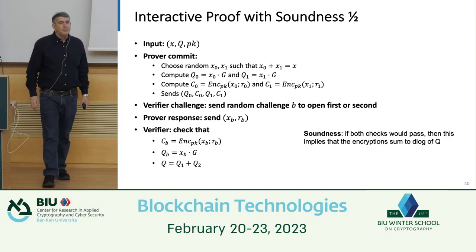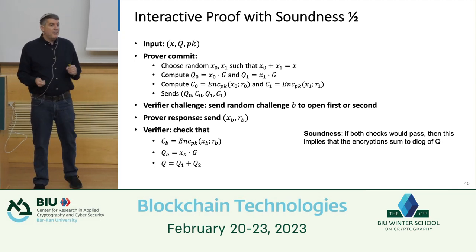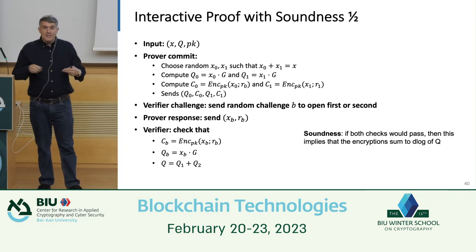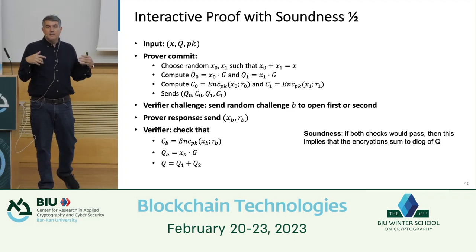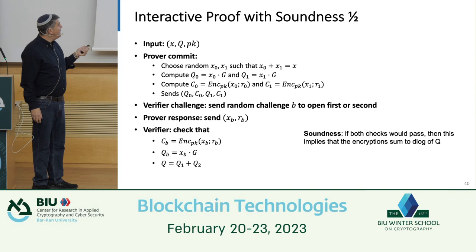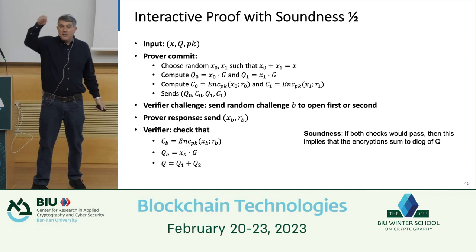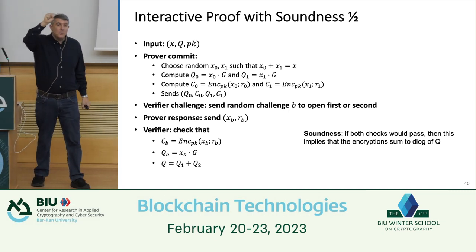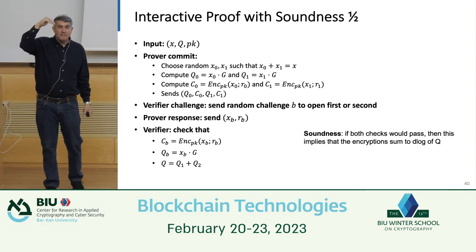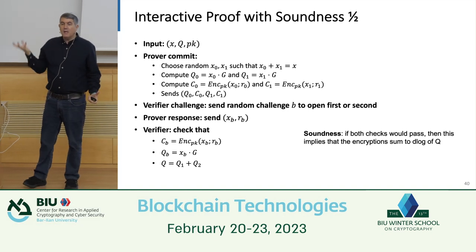And why is this sound? The easiest way to verify soundness is to check that if I can answer both queries, then indeed I have a valid encryption that I can extract. So if I can answer both the 0 and 1 query, that means that Q0 equals X0 times G, which is what's in the encryption, and Q1 equals X1 times G, which is what's in the encryption. And the sum of those public keys equals the public key that I'm trying to back up the private key of. In other words, the two values inside the encryptions sum to the private key that I'm backing up.